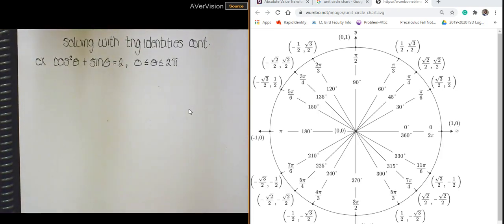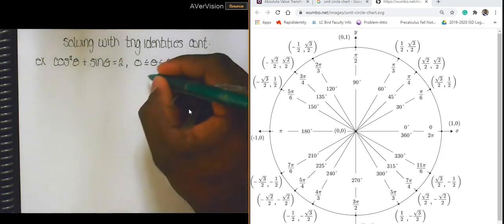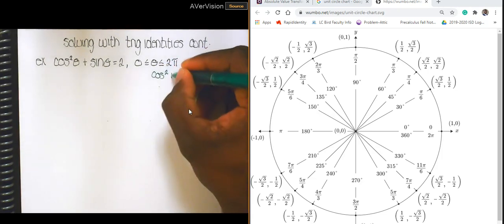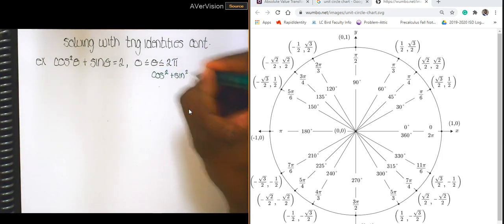That's a good guess. You're supposed to know this, but you may not know this. Do you remember I showed you what the Pythagorean theorem in terms of trig functions is? It was cosine squared plus sine squared is equal to 1.